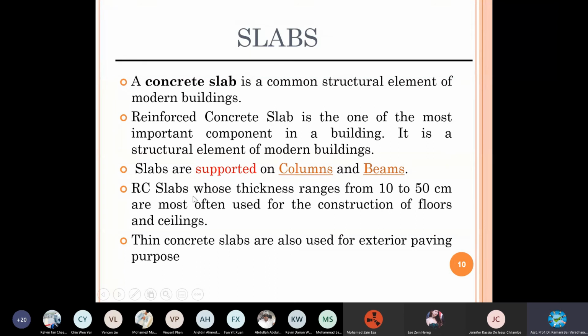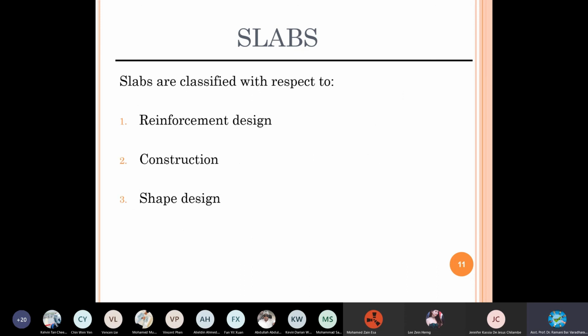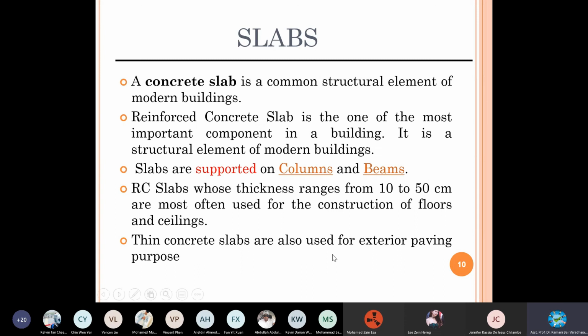Now, RCC slab, whose thickness ranges from 10 to 50 centimeter. As I told you, the maximum depth that you can go for is 50 centimeter. Thin concrete slabs are also used for exterior paving purposes. Very thin, half of this size, maybe just for pavement, a portico extension of a building, a sunshade, any kind of temporary coverage. Not taking the load. If the size is less, it should not take any load.